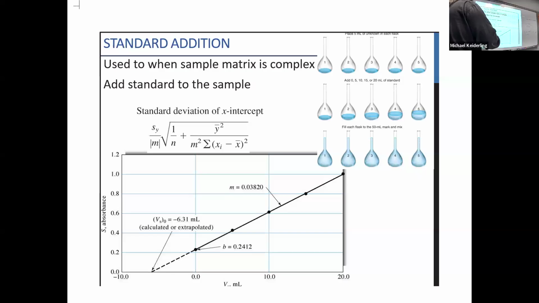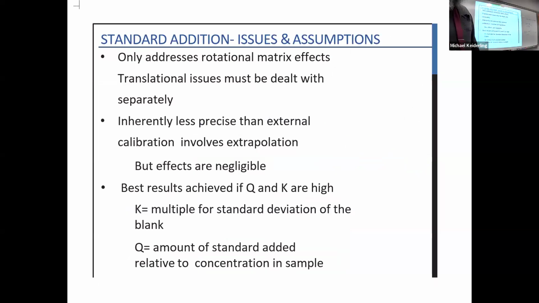And then what you can do is you measure the absorbance for each of these, and you extrapolate the line down to where you have 0 absorbance. And that corresponds to some negative amount of added concentration, and that corresponds to the concentration that was already there. So that's sort of your 0.